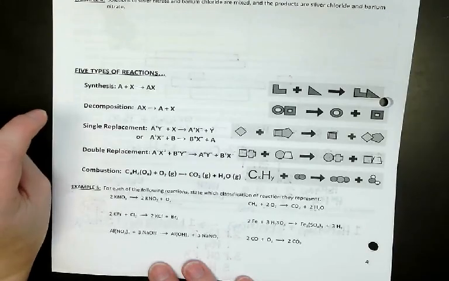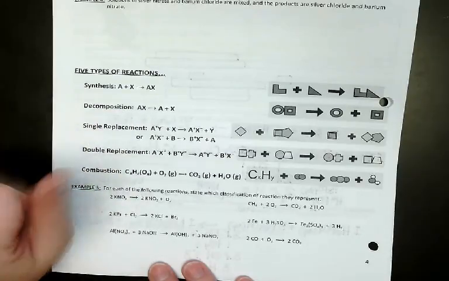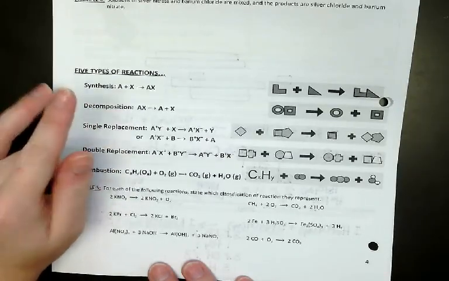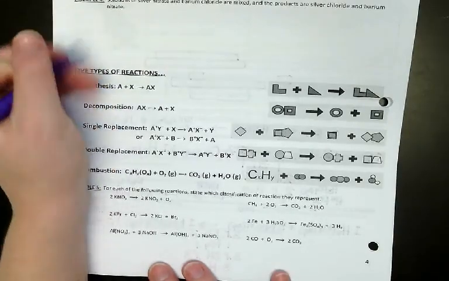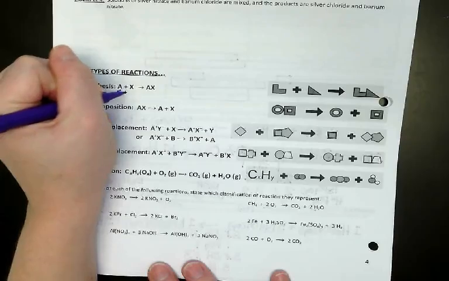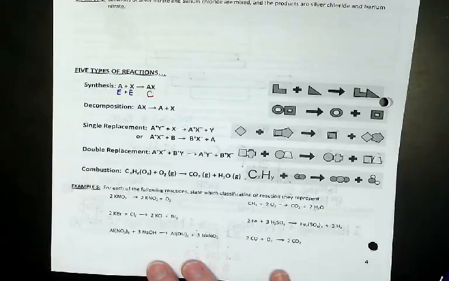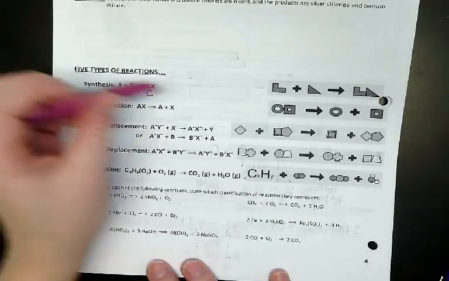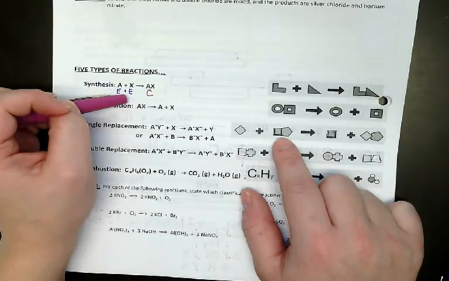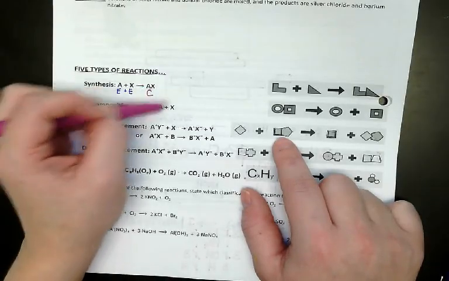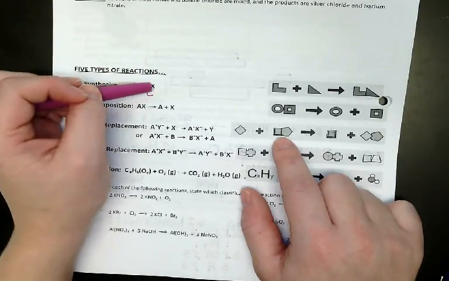Now, to identify the types, synthesis is an element plus an element coming together to form a compound. Or you can also have, for synthesis, a small compound plus a small compound combining to form one big compound. Big thing to identify with synthesis, there's no plus sign on our product side. Do you see a plus sign over here? No, that's synthesis.